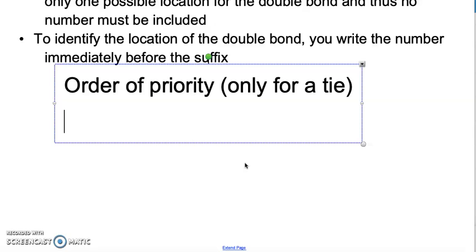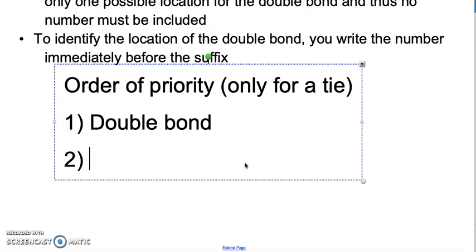You're going to see that as we go through the lessons, we're always going to add to this list and it's always going to be changing. But what we find for our order of priority is that now a double bond is first. Then it's our alphabetical side chains.